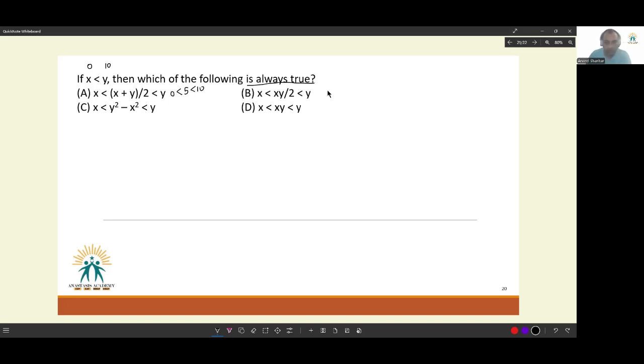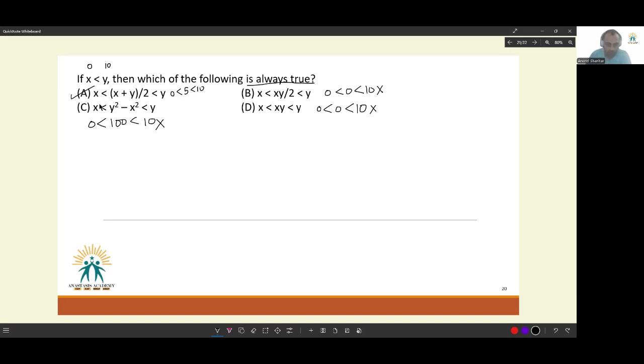But how about B? It gives me 0 is less than 0 is less than 10. Can you see this is not true? 0 is not less than 0. This goes away. Similarly, option D is 0 is less than 0 is less than 10. Again, this is unacceptable. We can get rid of this. Or here, I will have 0 is less than 100 is less than 10. 100 is not less than 10. This is also unacceptable. B, C, D get ruled out. And therefore, by extension, what is remaining is A.